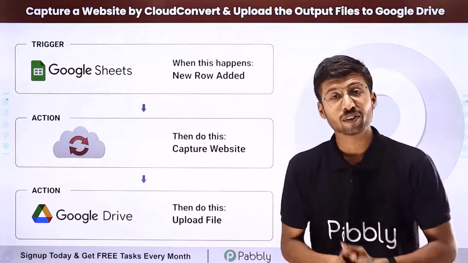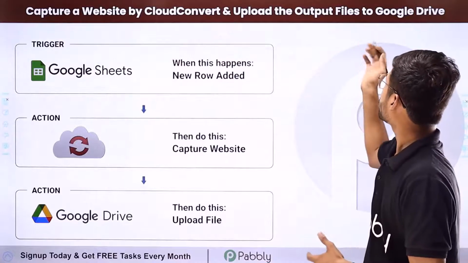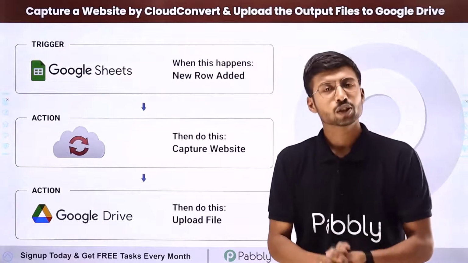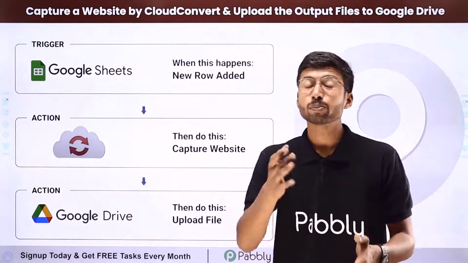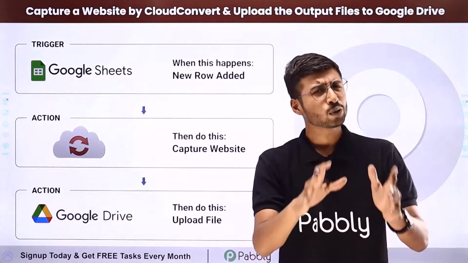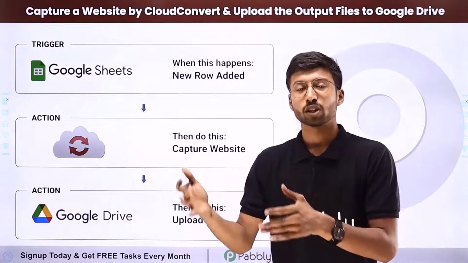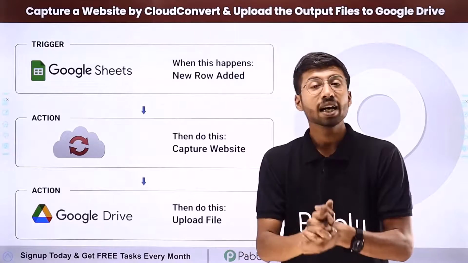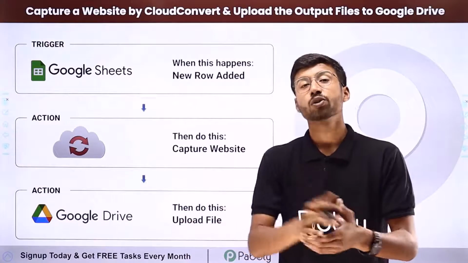So in this video, we will learn how to capture a website by CloudConvert and upload the output file on Google Drive. So here guys, we are going to set up an automation by which you are going to input some website URL into CloudConvert, and using CloudConvert, automatically that website will be captured into a particular format, for example PDFs, and then the PDF of that complete website captured will be uploaded on a Google Drive.